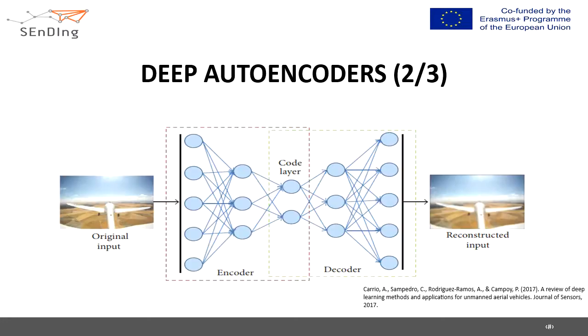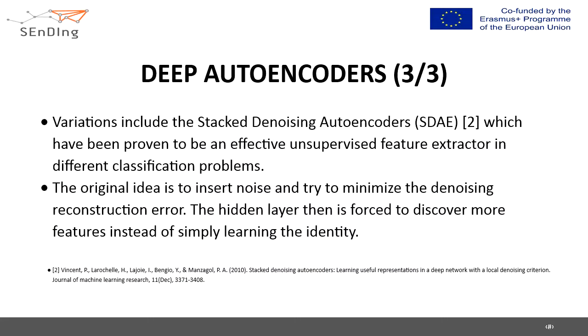An example of autoencoder: variations include the stacked denoising autoencoders, which have been proven to be an effective unsupervised feature extractor in different classification problems. The original idea is to insert noise and try to minimize the denoising reconstruction error. The hidden layer then is forced to discover more features instead of simply learning the identity.